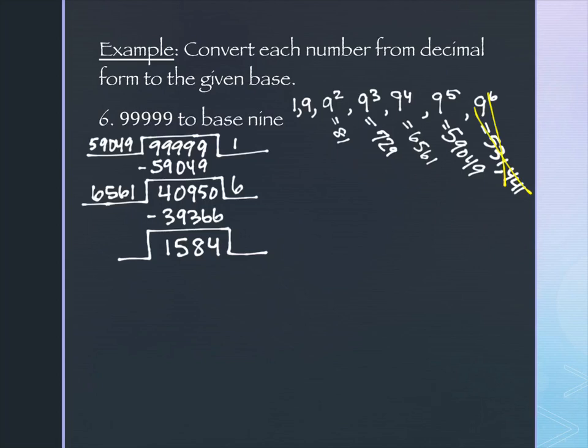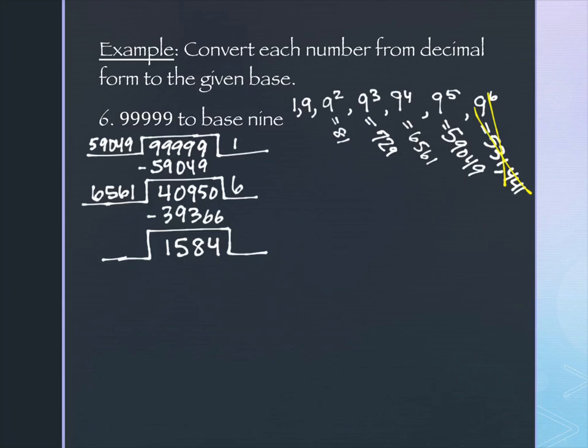I definitely have typos on my paper. What did I do? I don't think it's 39,366. Is that the right number? It's not quite right. Okay, I know what it was. 39,366. Okay, 1,584. We're good. Sorry, typos everywhere.